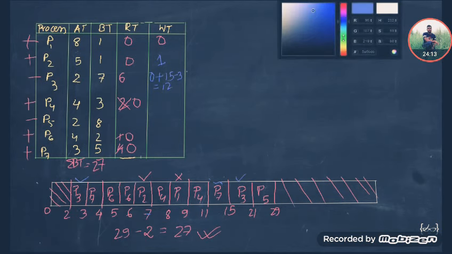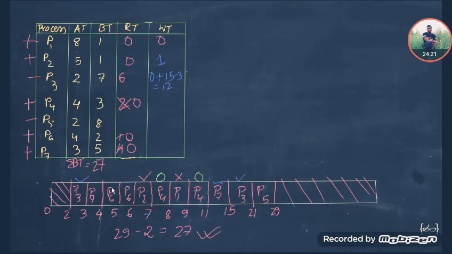Now let's color code the next one. P3 is done. Let's go for P4. P4 has appeared just twice. Visiting time minus arrival time: 7 minus 4 is 3. Then for the second occurrence, it's the visiting time minus the first occurrence's finishing time. So 9 minus 8 is 1. So we get 4.